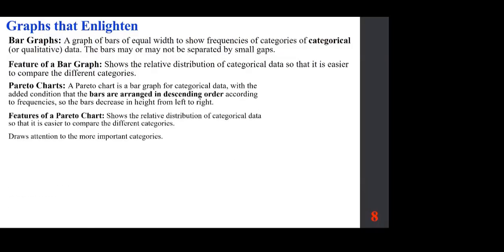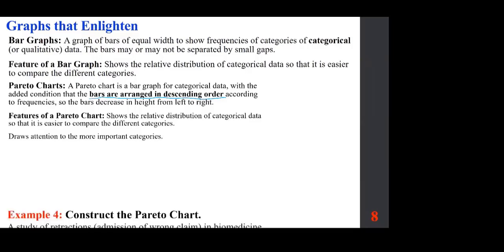The bar graphs are similar to histograms. A graph of bars of equal width to show frequencies for categories of categorical or qualitative data. The bars may or may not be separated by small gaps. It shows the relative distribution of categorical data, so it's easier to compare different categories. It's very similar to a histogram. Now, a Pareto chart is a bar graph with an added condition. We arrange the bars in descending order, according to the frequencies or percent frequencies. So therefore, the height goes down as we go from left to right.